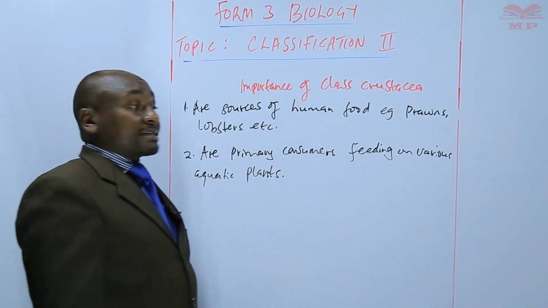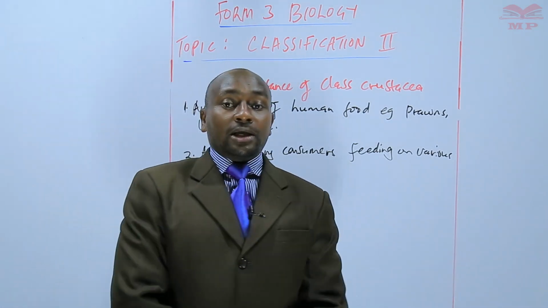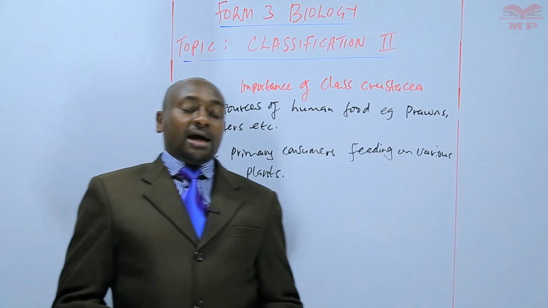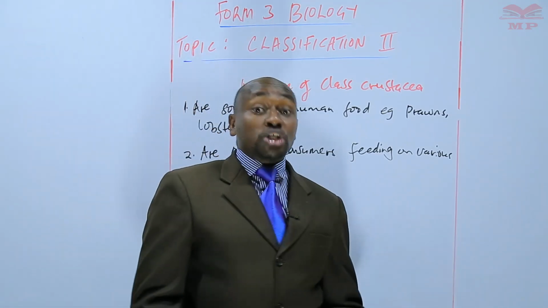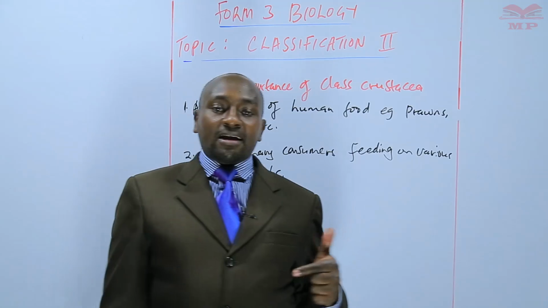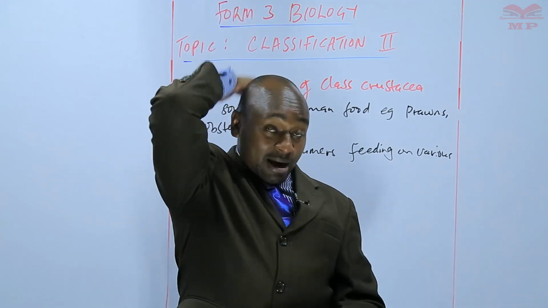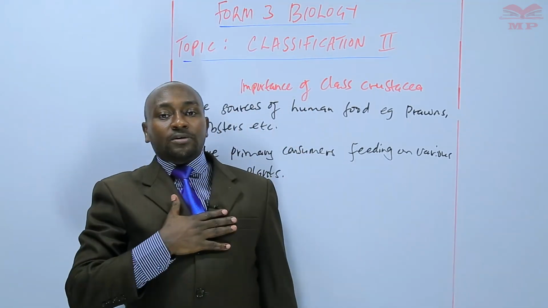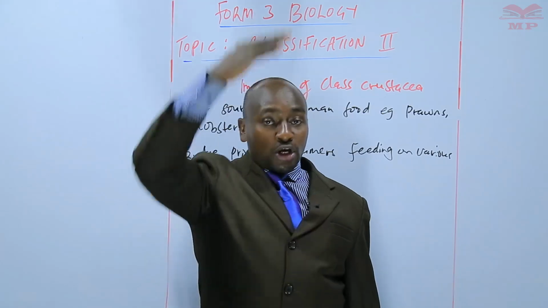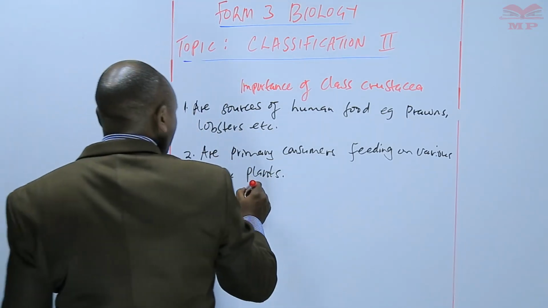Now we are going to move to the next class, and this class is class Chilopoda. In this class Chilopoda we mainly have the centipedes. If you look at the shape of the centipedes, they have what we call a dorsal, ventrally flattened body. What does that mean? Dorsal is the back side of the body, ventral is the front side of the body. So they are flattened from the back to the front. That's why we are saying that they have dorsal, ventrally flattened bodies.